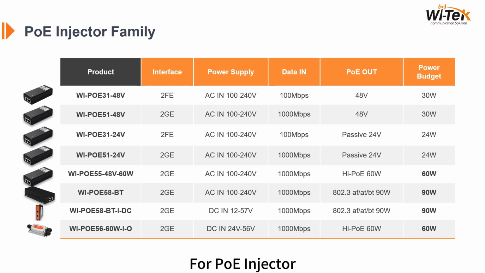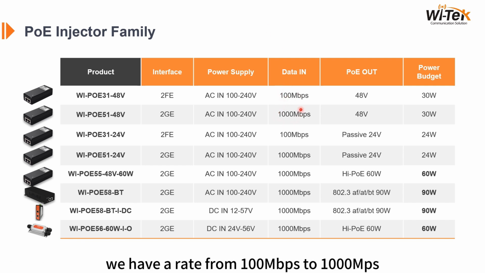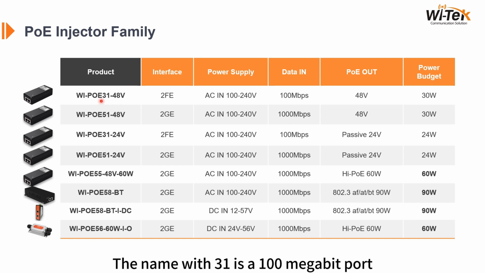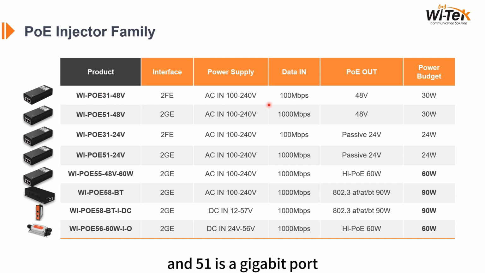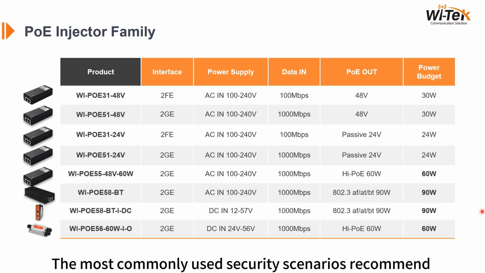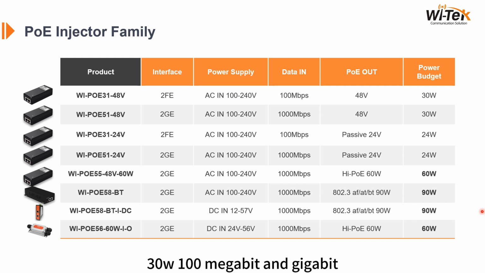For PoE Injector, we have a rate from 100 megabits per second to 1000 megabits per second. The name with 31 is a 100 megabit port, and 51 is a gigabit port. 48 volts is standard, 24 volts is non-standard. Use 24 volts for CPE. The last 2 are industrial grade, -40 to 80 degrees Celsius. The most commonly used security scenarios recommend 30 watts 100 megabit and gigabit. The last one is IP68 waterproof.